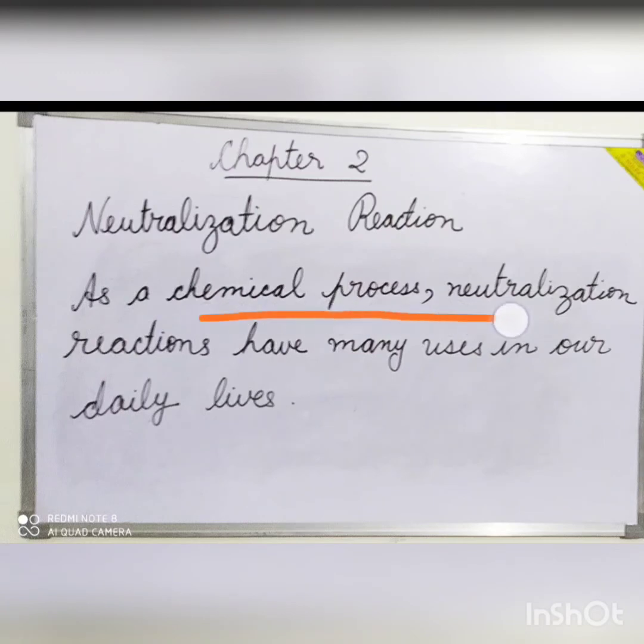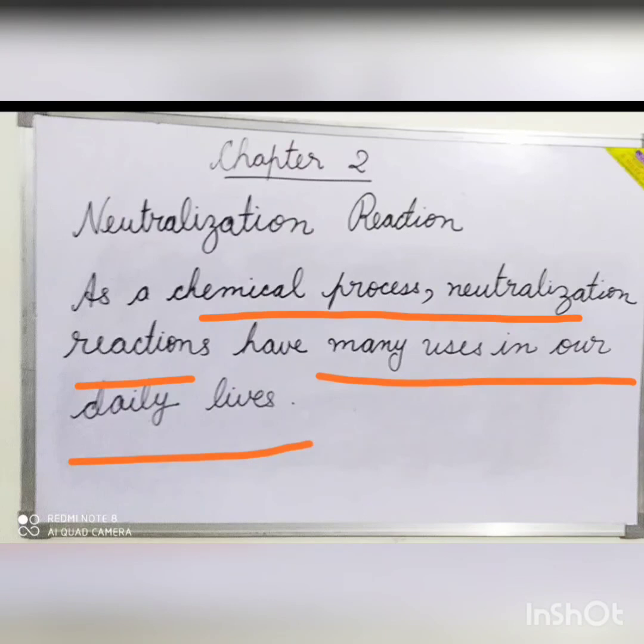As a chemical process, neutralization reactions have many uses in our daily lives. For example, when someone is stung by a bee, formic acid enters the skin and gives pain, which can be relieved by rubbing the spot with slaked lime or baking soda, both of which are basic in nature. If our stomach glands secrete excess of HCl, we experience pain, which is relieved by taking milk of magnesia or solution of sodium hydrogen carbonate, both of which are basic in nature.